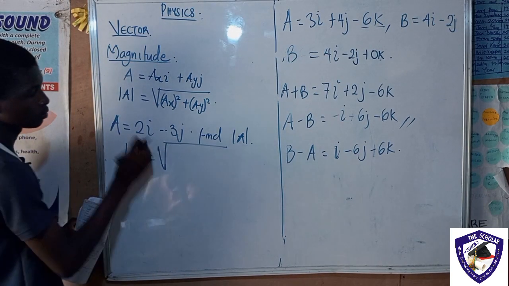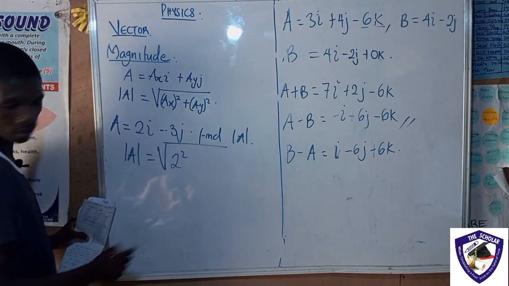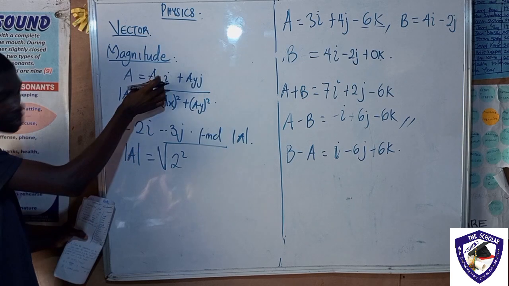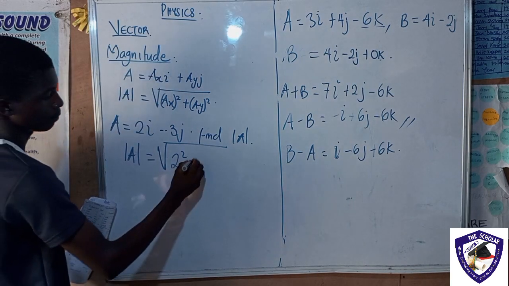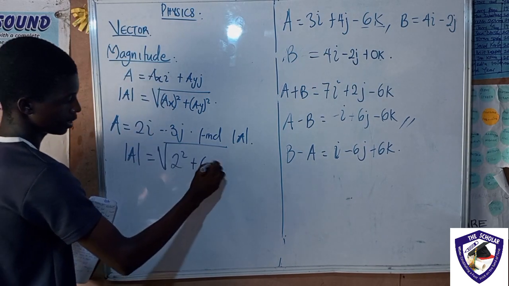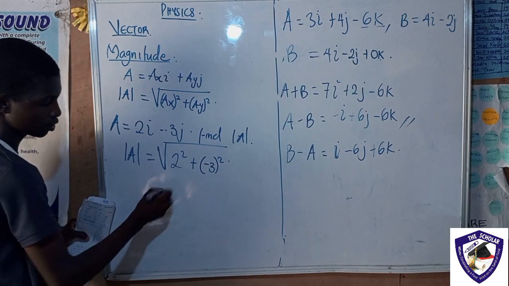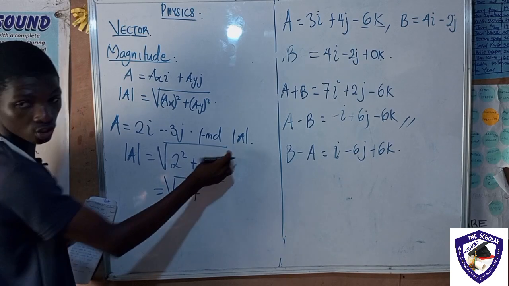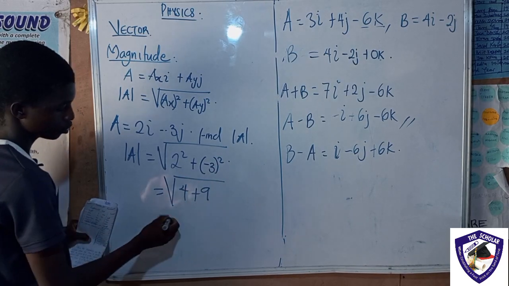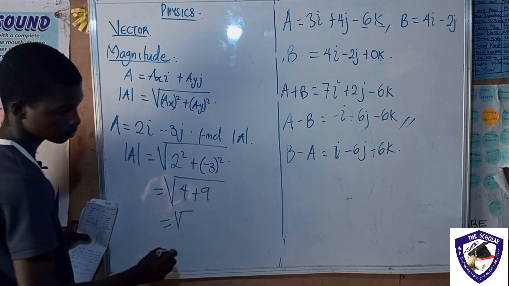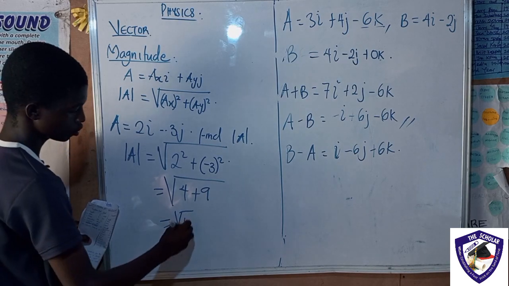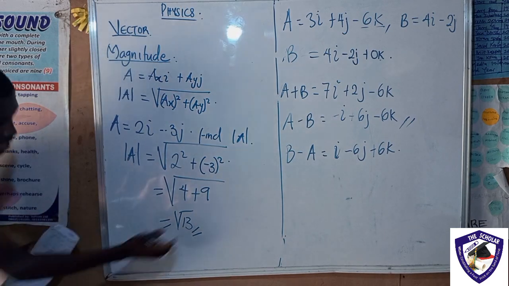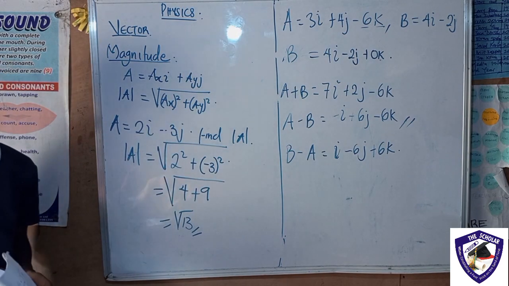So therefore the magnitude of A here will be equal to the square root of what? 2 squared. We are not using i. We're only choosing this. 2 squared plus minus 3 squared. So we have 2 squared, which is 4, plus minus 3 squared, which is 9. So here you have 4 plus 9, that is 13. So we have the square root of 13 as the magnitude of A. And that's how to find the magnitude of a vector.